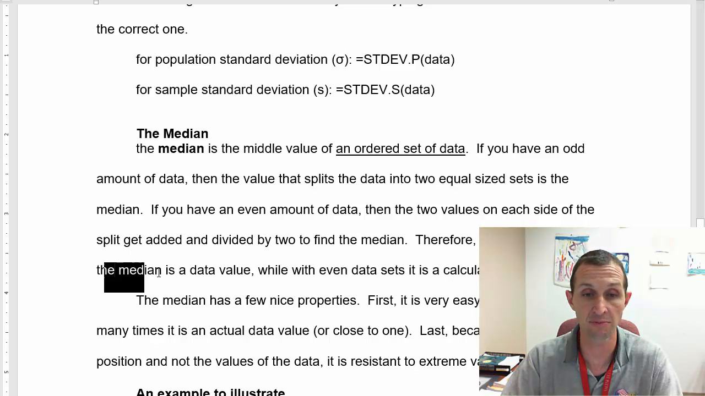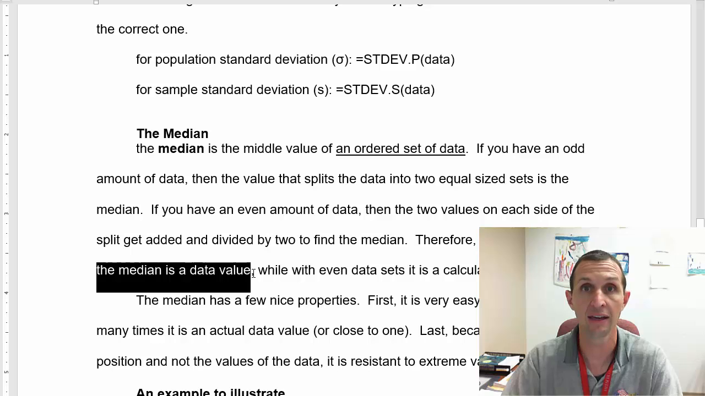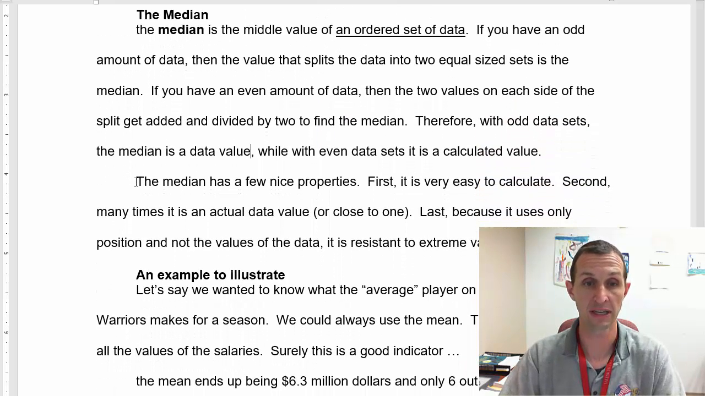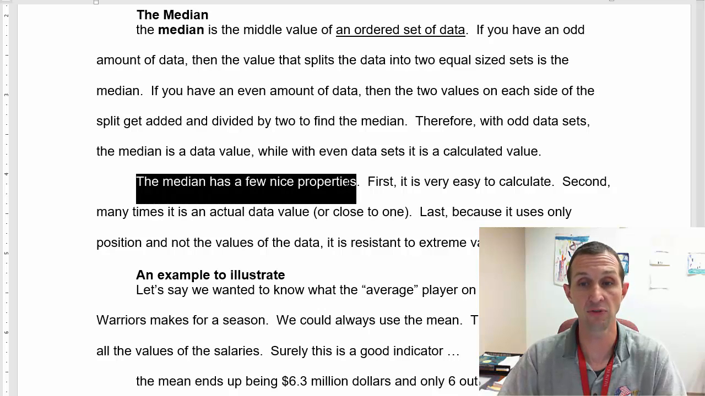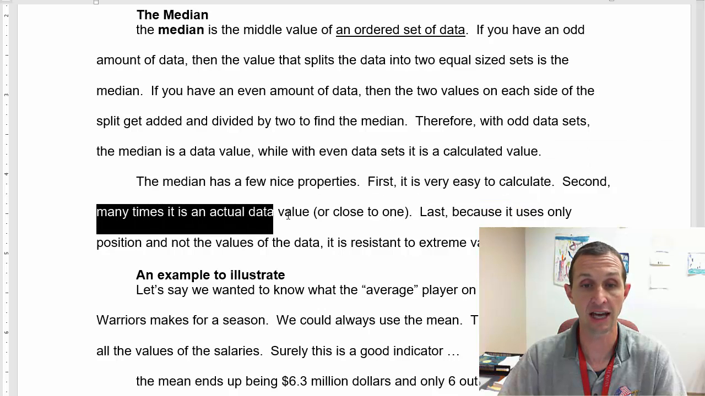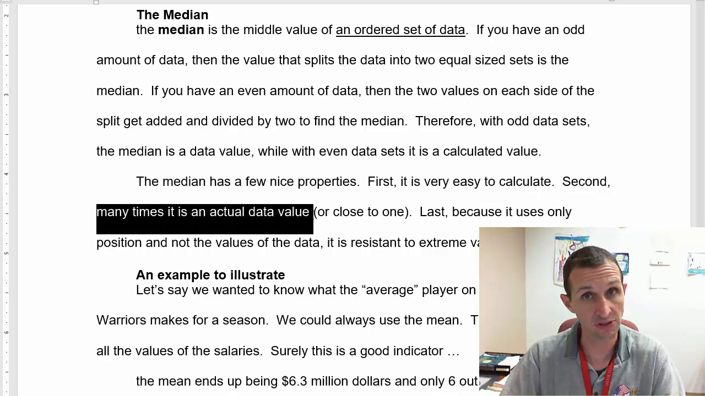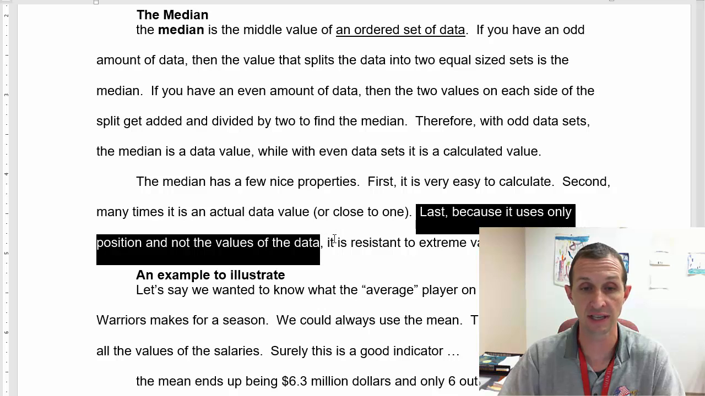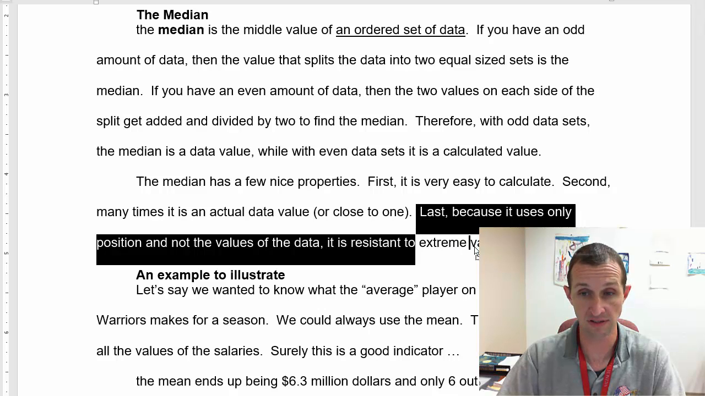And there's something nice about the median actually being a data value, all right, which is very rare with the mean. The median actually has a few nice properties. First, super easy to calculate. Just put everything in order and find the middle. Second, many times it's an actual data value, which statisticians really appreciate. And last, because it only uses position and not the values of the data, it's really resistant.